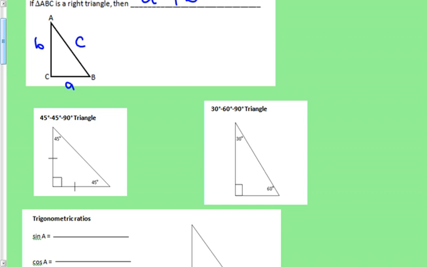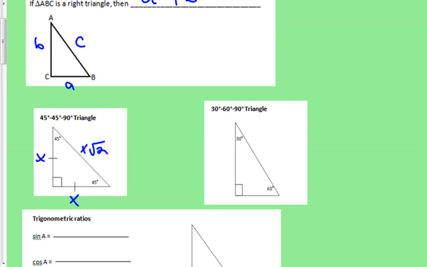Special 45, 45, 90 triangles or 30, 60, 90 triangles. We can use some special trigonometry there as well to find missing parts. So if you recall, in 45, 45, 90 triangles, two of the sides are the same. It's an isosceles triangle since two of the angles are the same. So we'll call those legs x, and the hypotenuse then would be x times the square root of 2. So the hypotenuse is the square root of 2 times bigger.